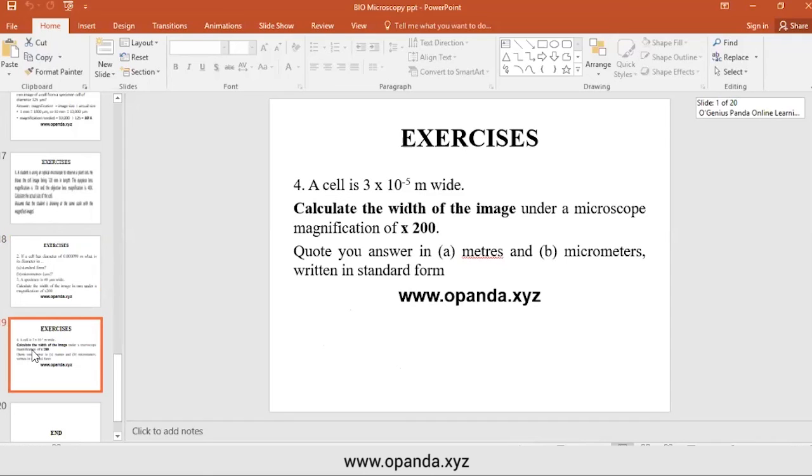A cell is 3 times 10 power negative 5 meters wide. Calculate the width of the image under a microscope magnification of times 200. You can quote your answer in meters, in micrometers, or written in the standard form. Try it in 1 minute. The same working as the previous one. Apply the formula immediately. This is the same as the previous number we have just finished.